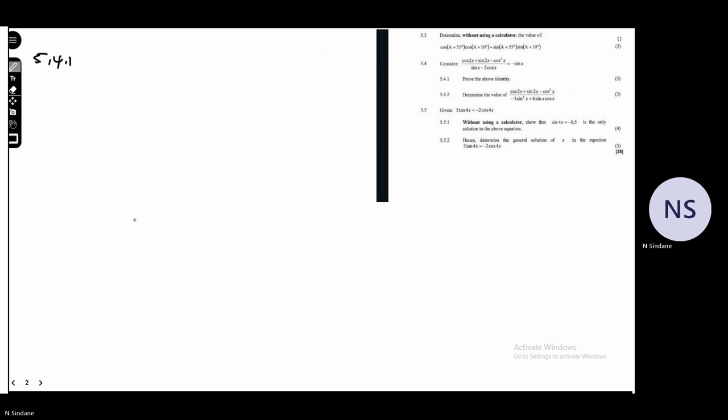Now the next question, you're given cos of 2x, same question, different. Cos of 2x plus sine of 2x minus cos squared of x over negative 3 sine squared of x plus 6 sine x multiply cos x.